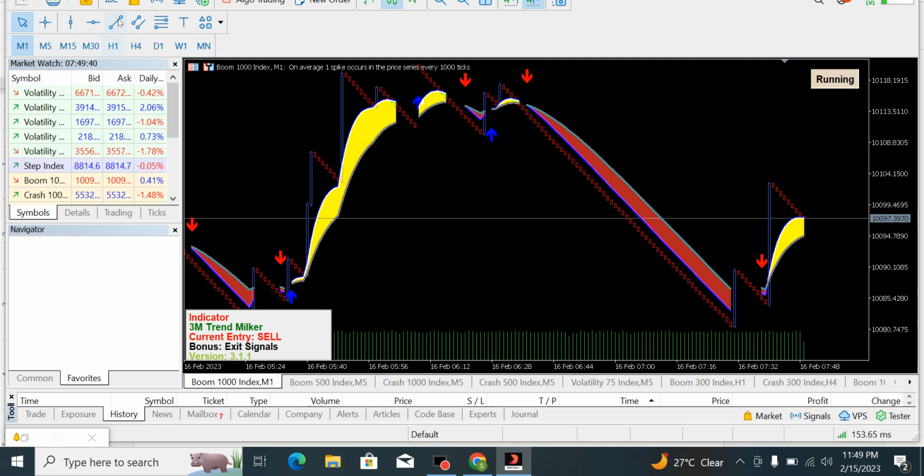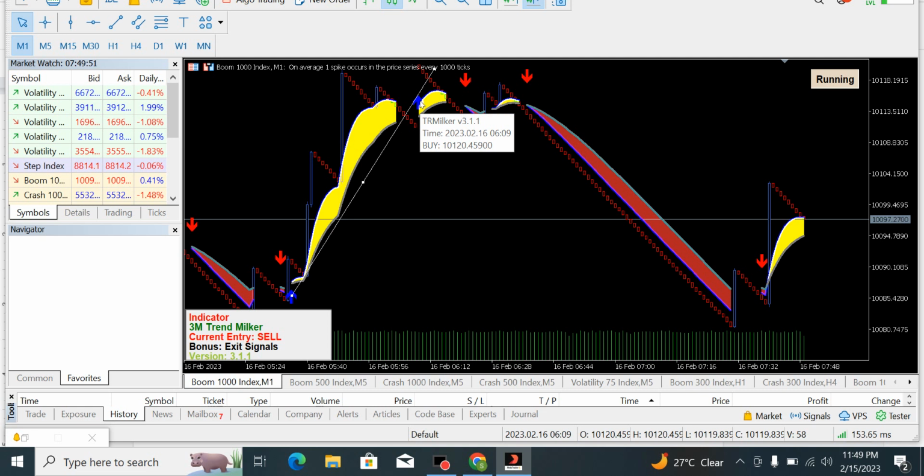If you want to sell Boom, I don't expect you to sell it within this trend. It is totally wrong. The only way you can come in and it will not affect you is when you add this sell signal and you add this sell trend popping up.